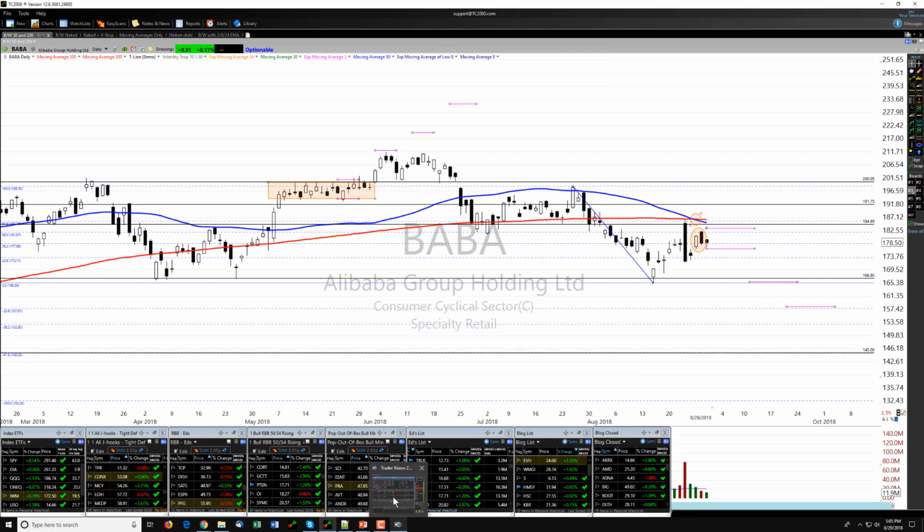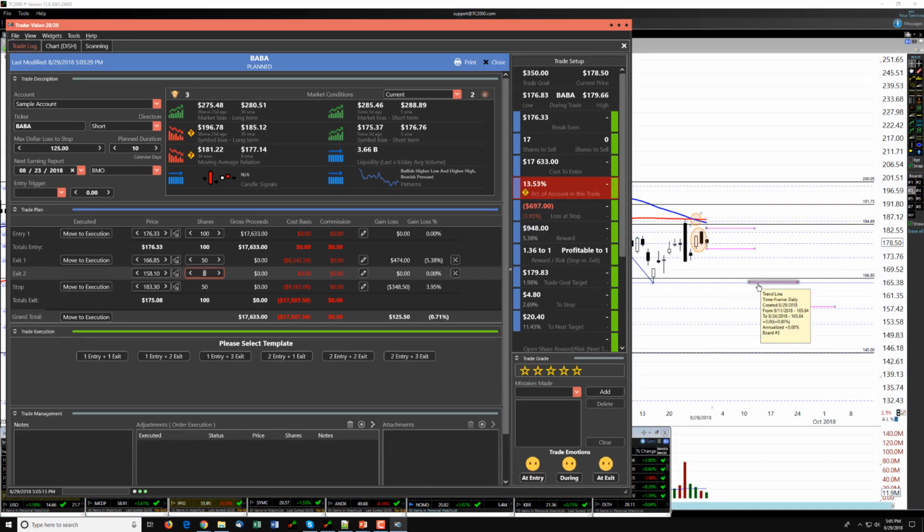Let's call it 165.60 just for grins. Yeah, it's still getting 1.5 to 1. So risking almost $700 to make 1,000 or close to $1,100.